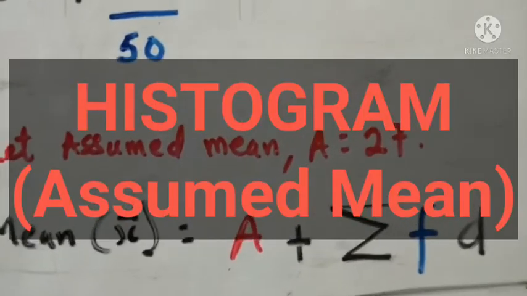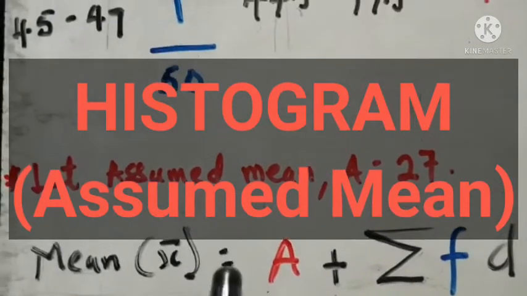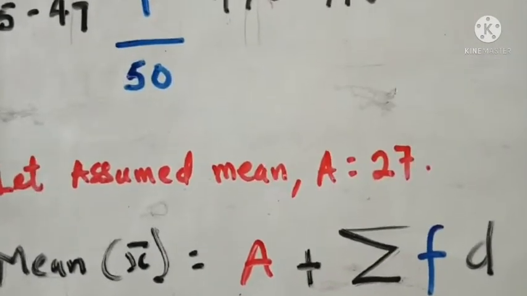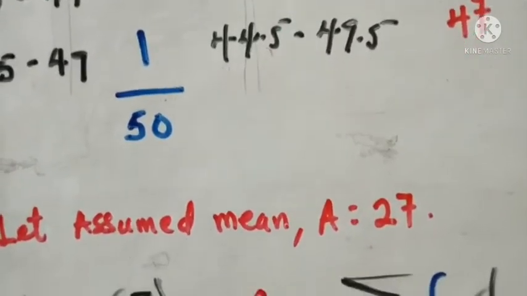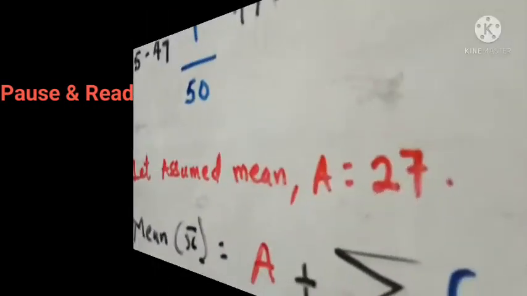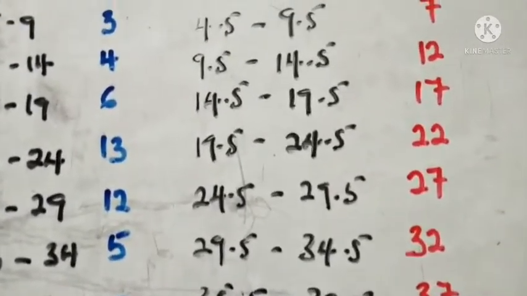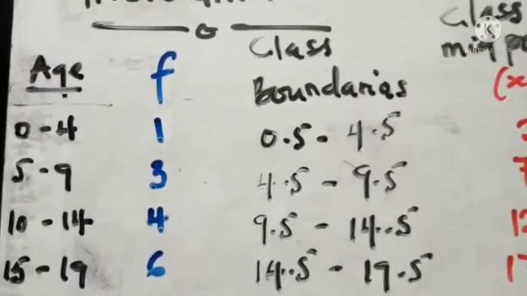Histogram. Under this, we are going to use the assumed mean method to solve this type of problem. So let's have a look at the question, then we will dive into the solution. From the question, we are given details of patients in a hospital relating to their ages.